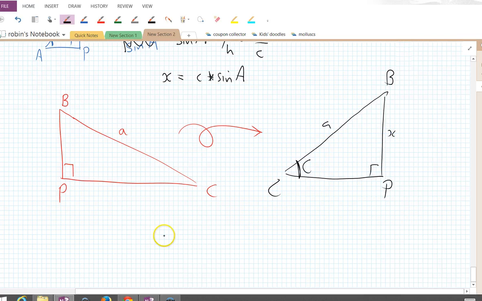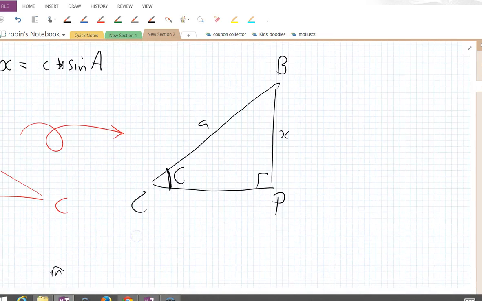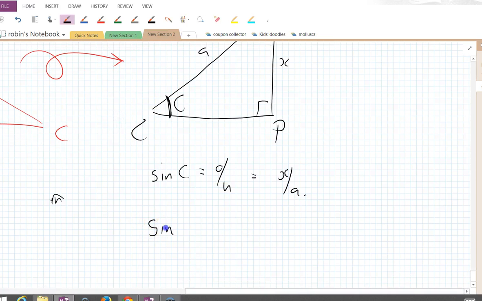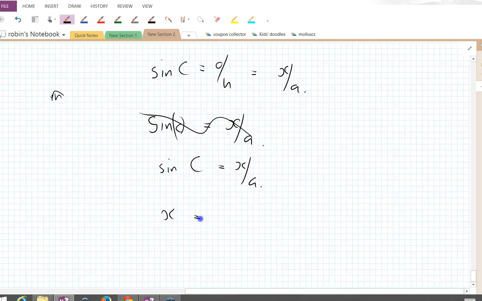So let's work out what, I'll just pinch that in a little bit. Oops. So I'm going to work out what sine C is. Sine C equals opposite over hypotenuse, which is X over A. It's not very neat, that, is it? Let me write that out again. Sine C equals X over A. So that tells me that X, by bringing this A up here, is A times sine C.